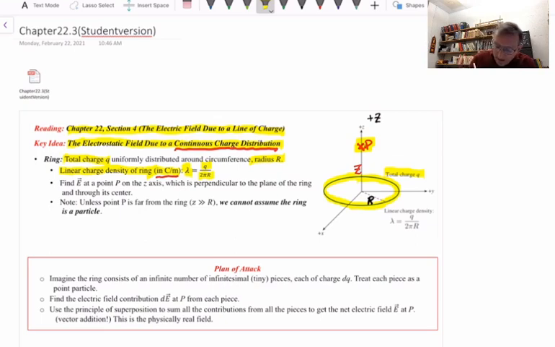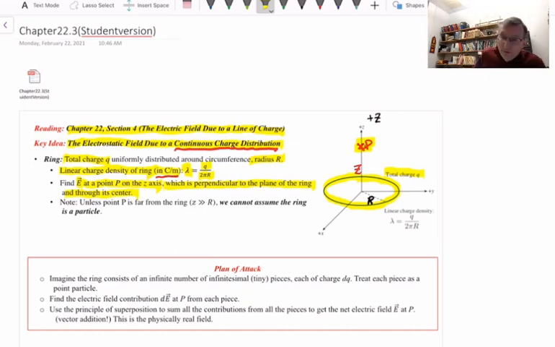So we will assume that Q and R are given. Therefore, lambda is known, and that the coordinate z of point P is given, although it's arbitrary. Again, our job is to find the electric field vector E arrow at point P on the z-axis, which is perpendicular to the plane of the ring and through its center, as our picture shows.